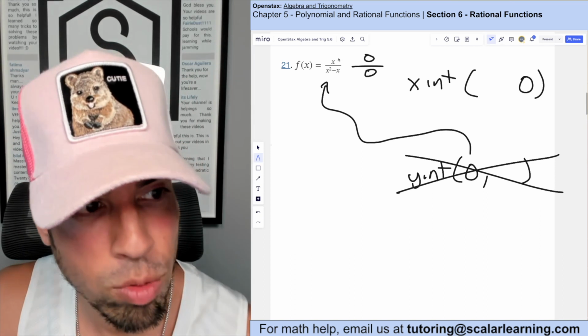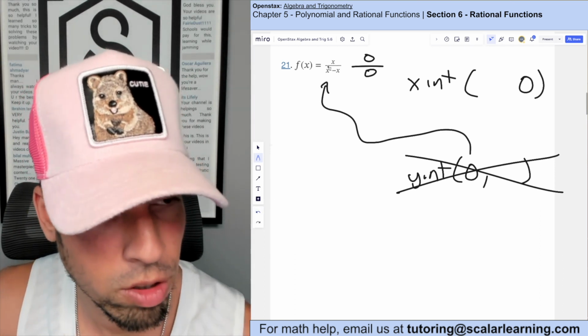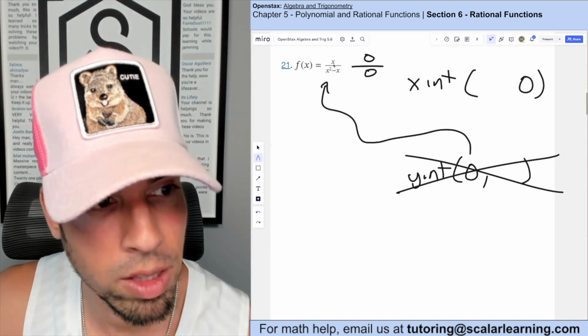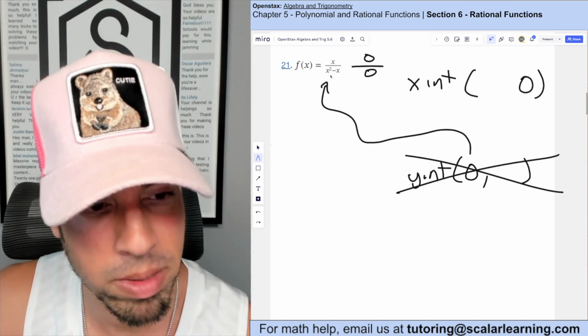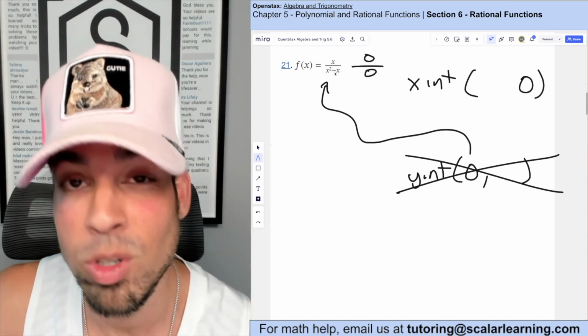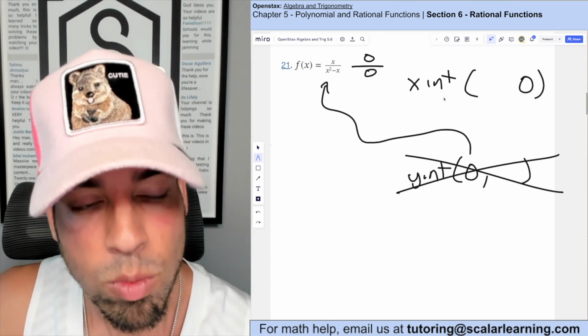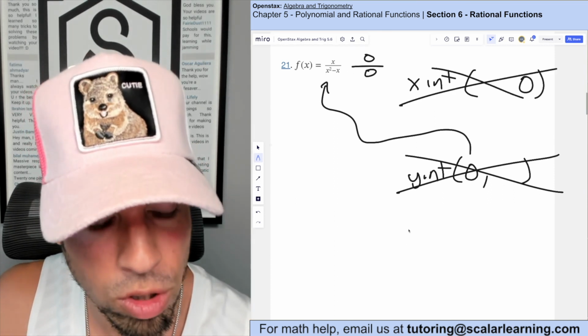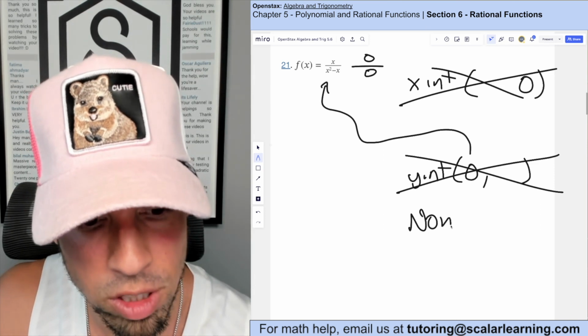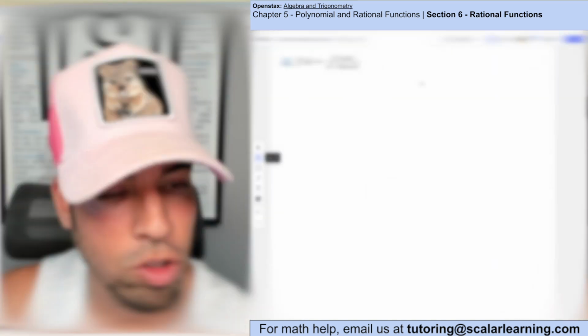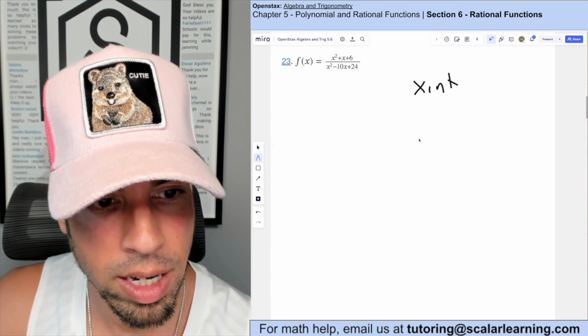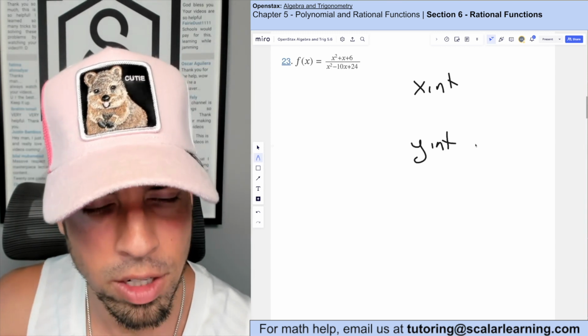Well, typically that's when we make this numerator go to 0 in and of itself. But the problem is the only way to make the numerator go to 0 is to also simultaneously make that denominator go to 0, right? 0 over 0 minus 0. And again, that's indeterminate, which means there's no x-intercept either. So there's no x or y intercepts. Boom, done.